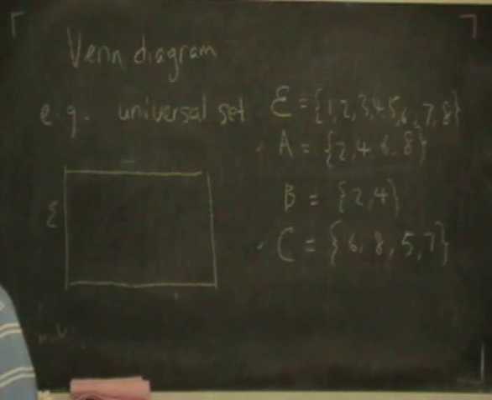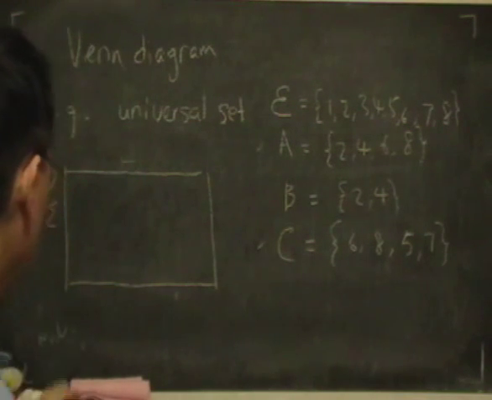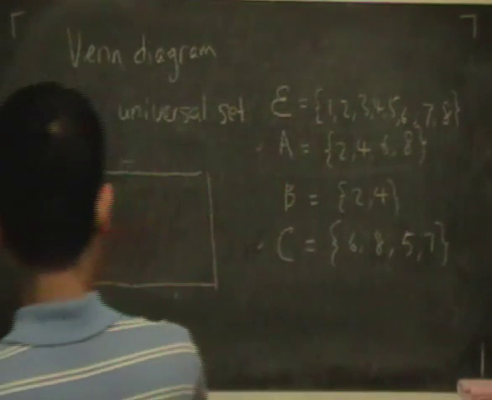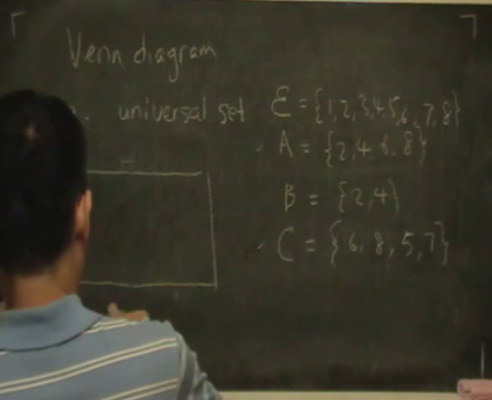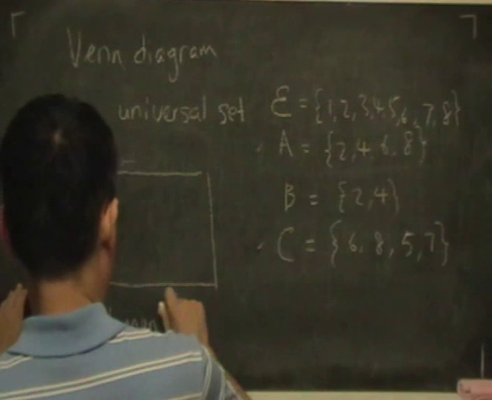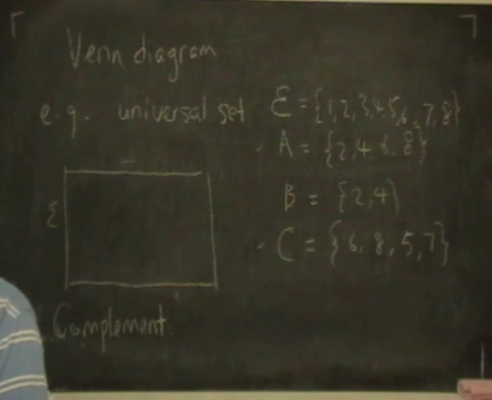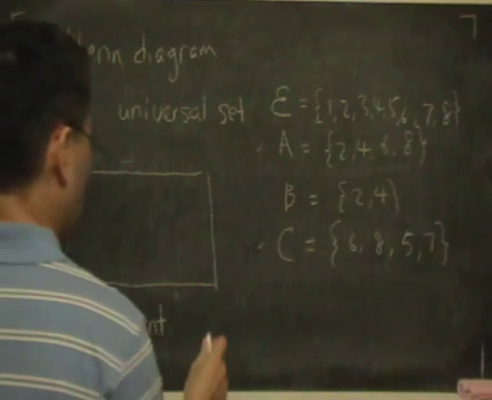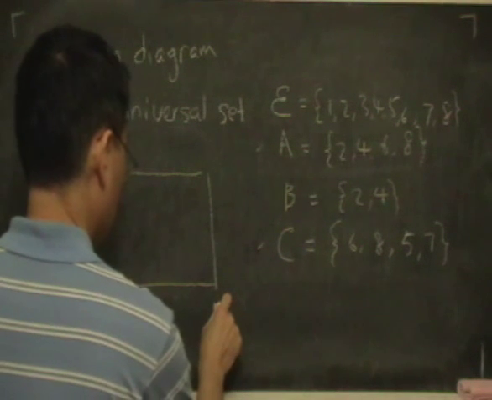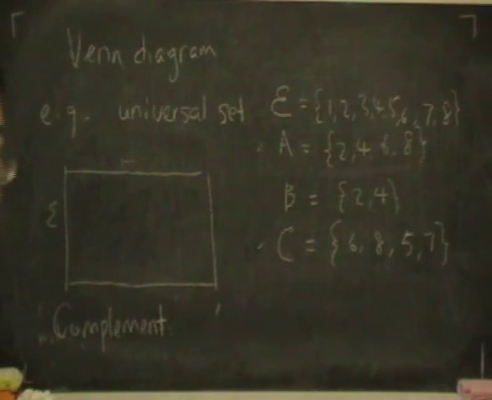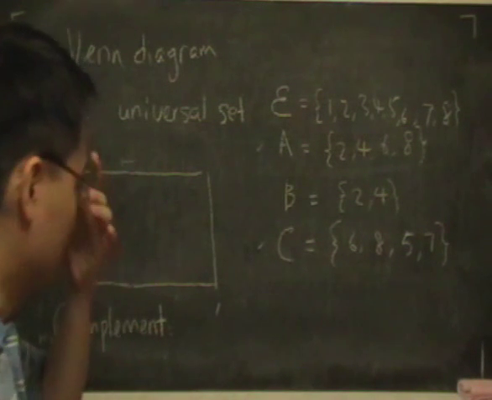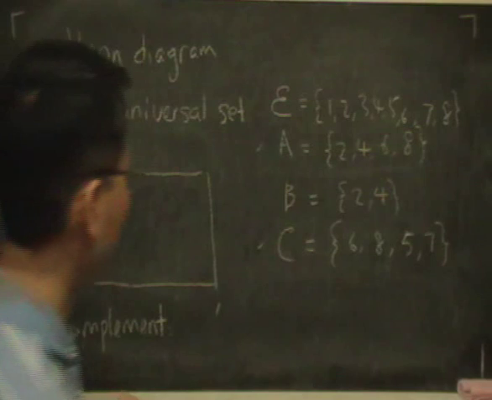Now we are going to learn one more symbol. That symbol is called complements. The symbol is an apostrophe. So that's a rather odd symbol. Now let's see how you would write this.